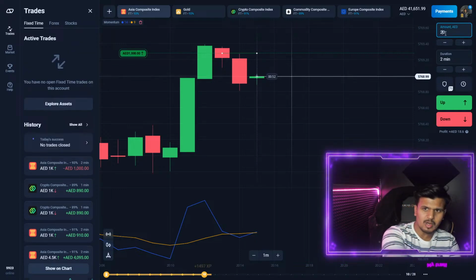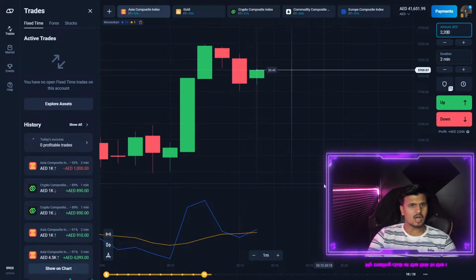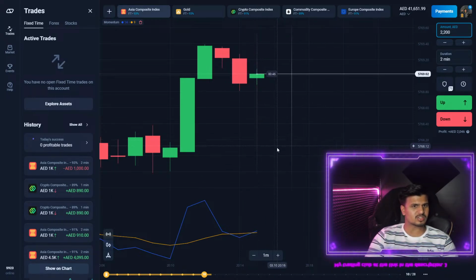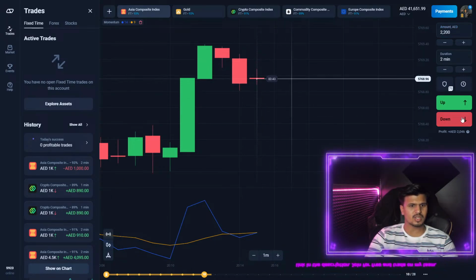Let me change the amount to 2200 for making the second trade. Now our question is whether we have to make this trade again in the upward direction or the downward direction. So right now the situation is that it's moving to the downside. So let's wait a little bit.